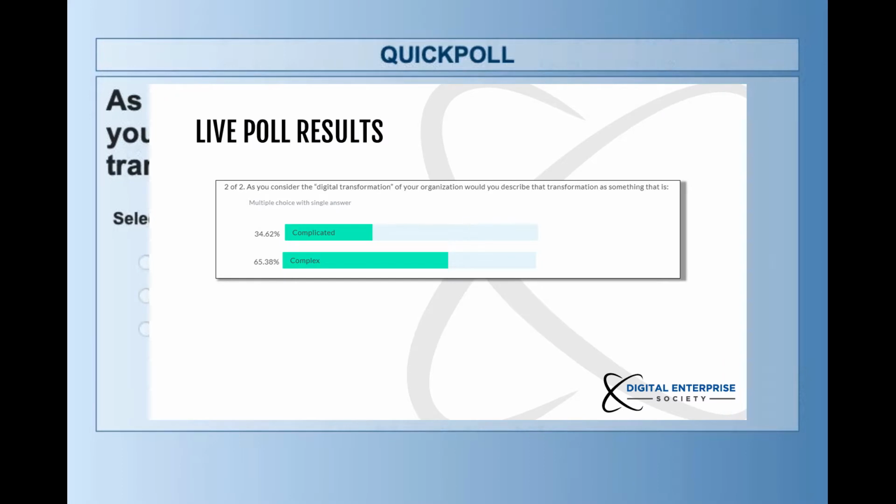Looks like we have just over 60% of our attendees here have voted, so go ahead and get your votes in for that poll. Currently, we're sitting at 20% complicated and 80% complex. All right, I'm going to be closing the poll in 5, 4, 3, 2. Anybody else want to get a vote in? We're at 35% complicated and 65% complex. And with those numbers, I'm going to go ahead and close this poll.